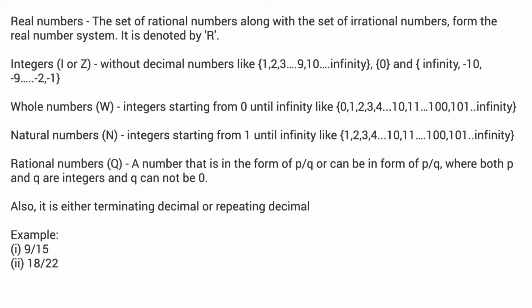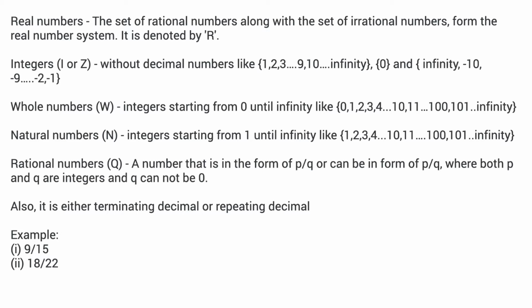What are natural numbers? Integers starting from 1 until infinity, like 1, 2, 3, 4, and so on, 10, 11, 100, 101 and until infinity. In a simple way, you can say integers starting from 1 are considered natural numbers, and it is denoted as N.